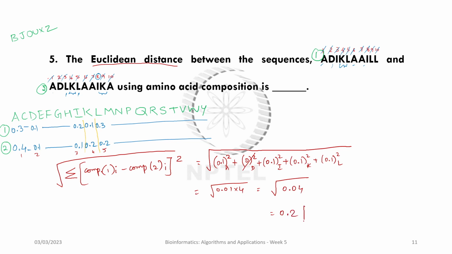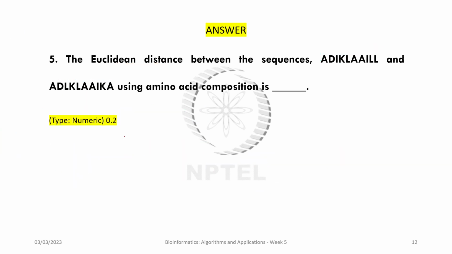Which is 0.2. Who said it right? Devangana. Was that okay? I think Sandhya did not square. That's why you got 0.1 plus 0.1 plus 0.1 plus 0.1, which would be right for Hamming's distance. Is this clear? Everybody agrees on 0.2? Alright, moving on to the next question. Okay, so we got the answer.